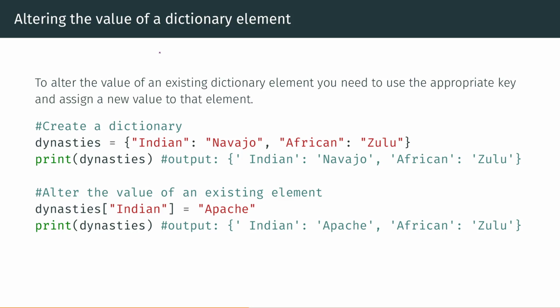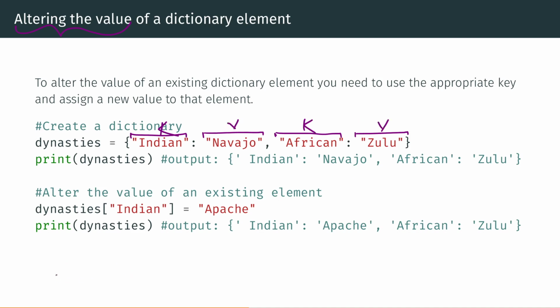So how would you change the value in a dictionary? To alter the value of an existing dictionary element, you need to use the appropriate key and assign a new value to the element. So in this example, we have a dictionary containing just two elements. The elements are these two key value pairs. The key is Indian, the value is Navajo, and the key is African, and the value is Zulu. So these are keys and these are values.